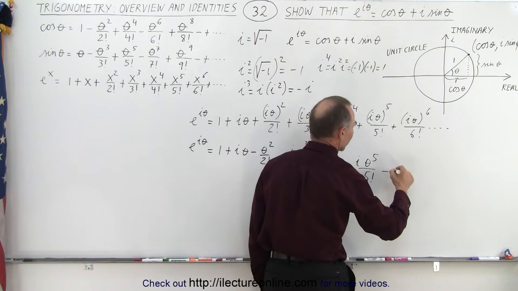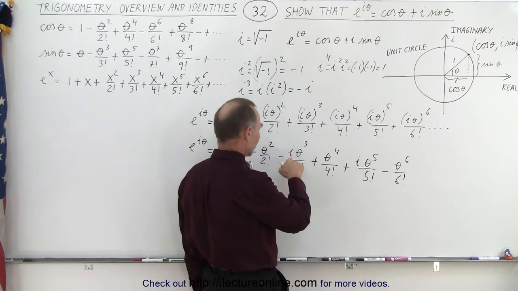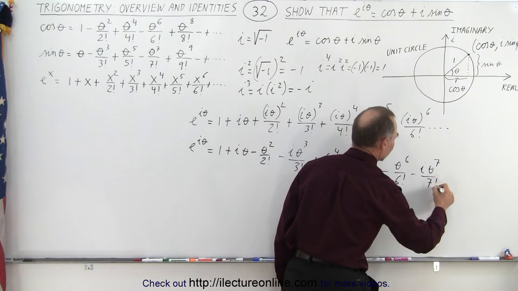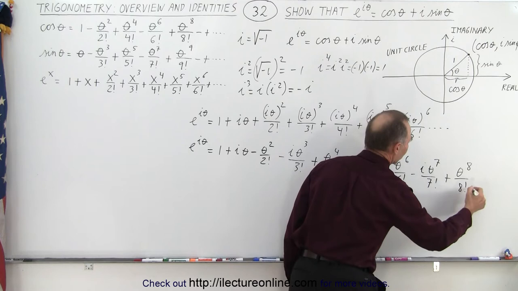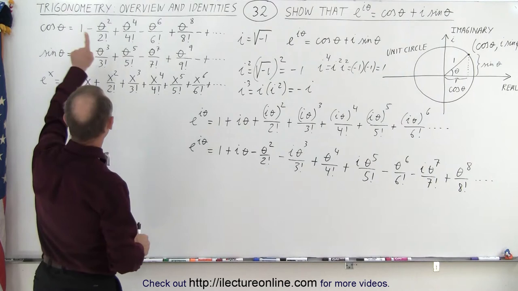and then we get minus, because we get i squared times i to the 4th, so that becomes a minus 1, so minus theta to the 6th over 6 factorial, and then we get minus i theta to the 7th over 7 factorial, and then we get, again, plus theta to the 8th over 8 factorial, and so it keeps going like that. All right, now let's take a look at that, and let's take a look at this.